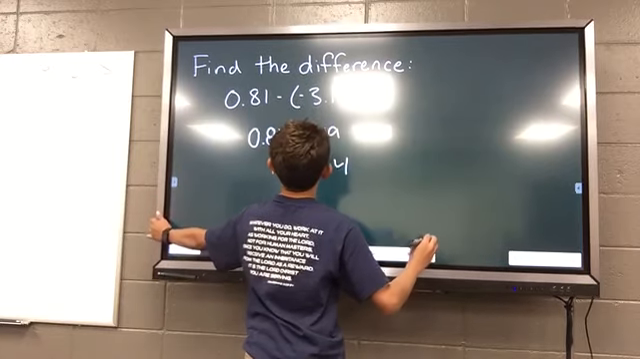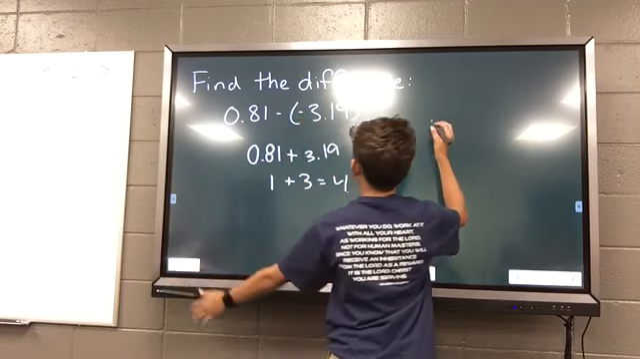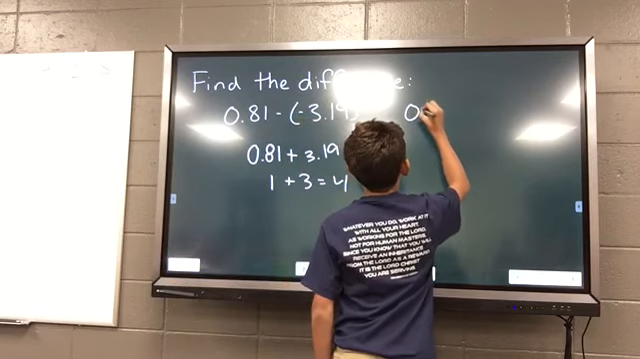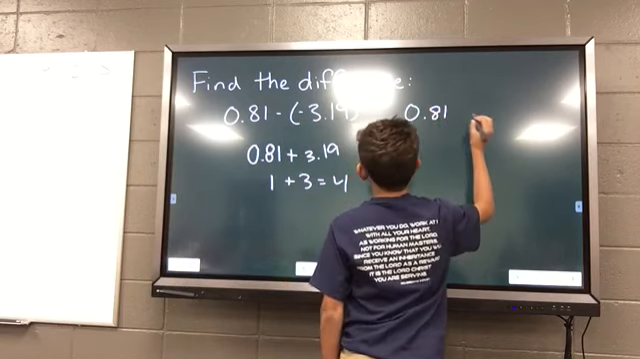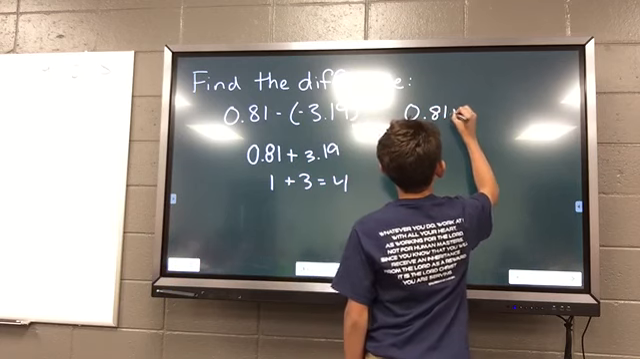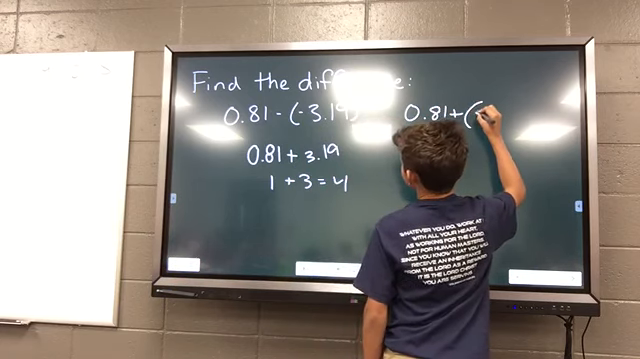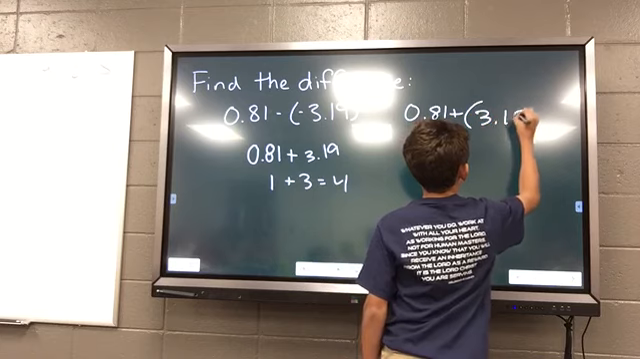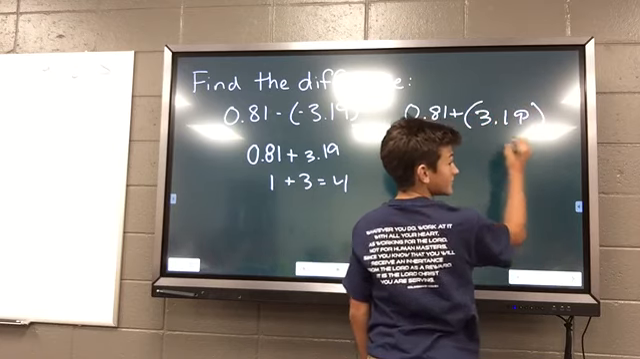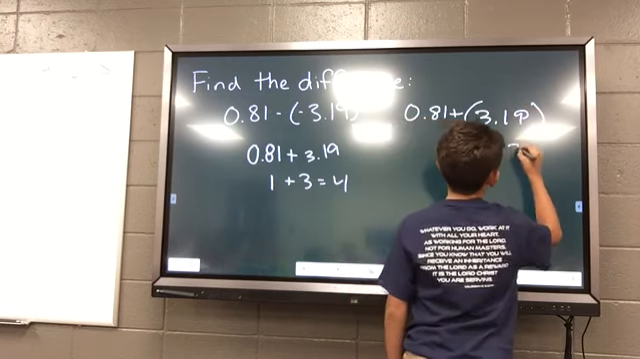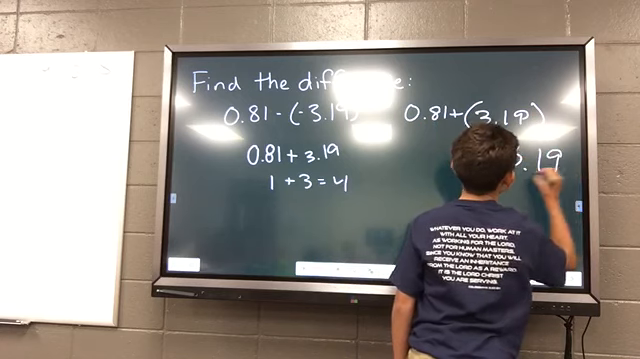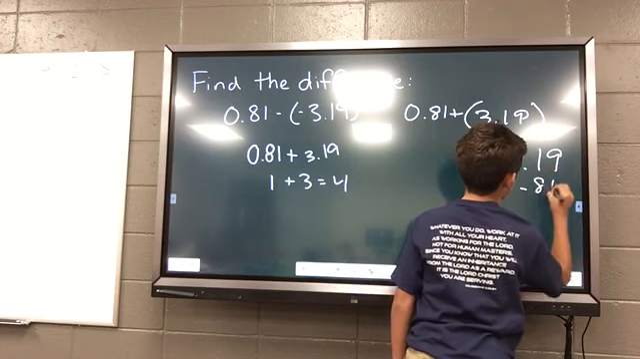So he did 81 hundredths is about 1. That's a good rounding. And 3 and 19 hundredths is about 3. And 1 plus 3 is 4. So let's see what happens here with this problem. Show me that work. My favorite part of the problem.